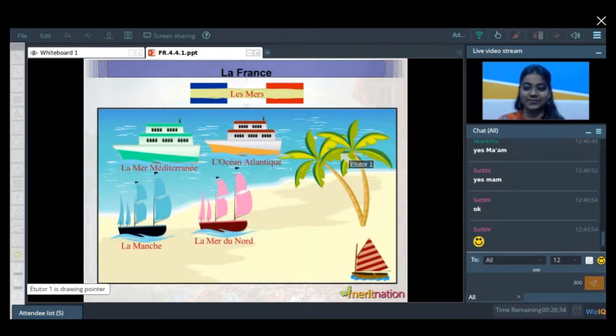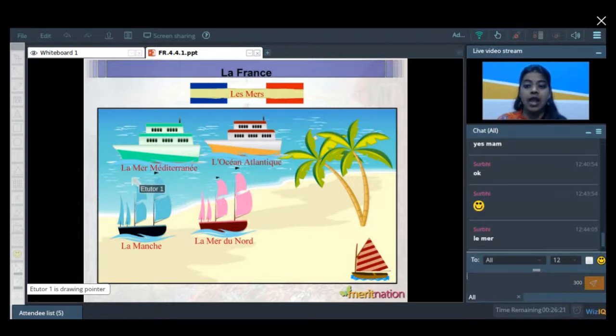Okay. So the next, here we have the seas. France is surrounded by different seas. Learn the names of these seas. Les mers. What do we say for sea in French? La mer. Yes, Subhi, you're correct. La mer. It's feminine, Subhi, so we put la. La mer Méditerranée. L'Océan Atlantique, the Atlantic Ocean. La Manche.